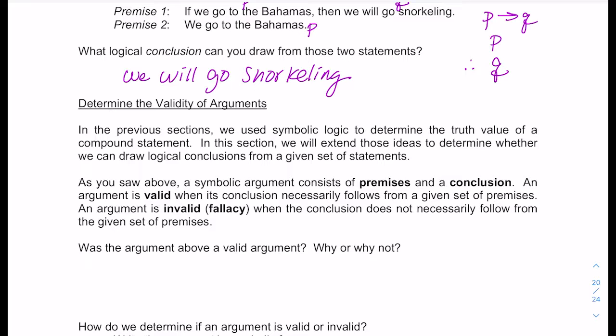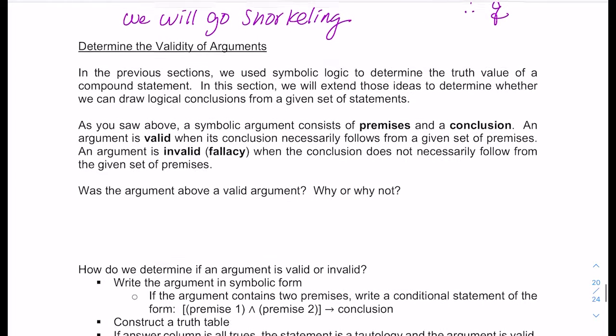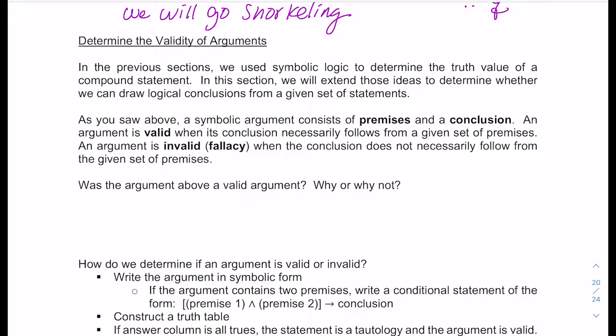An argument is valid when its conclusion necessarily follows from a given set of premises. An argument is invalid, which is also called a fallacy, when the conclusion does not necessarily follow from the given set of premises. Was the argument above a valid argument? Why or why not? Feel free to pause the video and then unpause when you're ready to find out the answer. The argument above is valid because the conclusion follows from the premises.